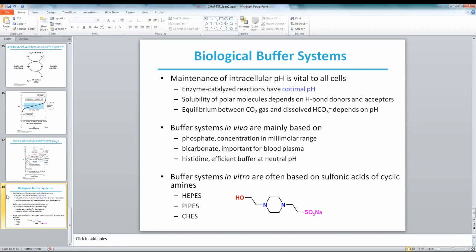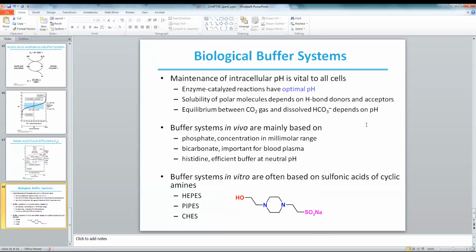And so if, for example, we were to think about practical applications of this, there are a couple that come to mind. So the first is if we were to think about the intracellular pH of cells. So all reactions tend to have an optimum pH. And that's true because these are enzymes and they function in a highly specific environment. The solubility of polar molecules is something that can depend upon whether or not there's hydrogen bonding that's occurring. And then the equilibrium between carbon dioxide gas and bicarbonate is also something that depends on pH.